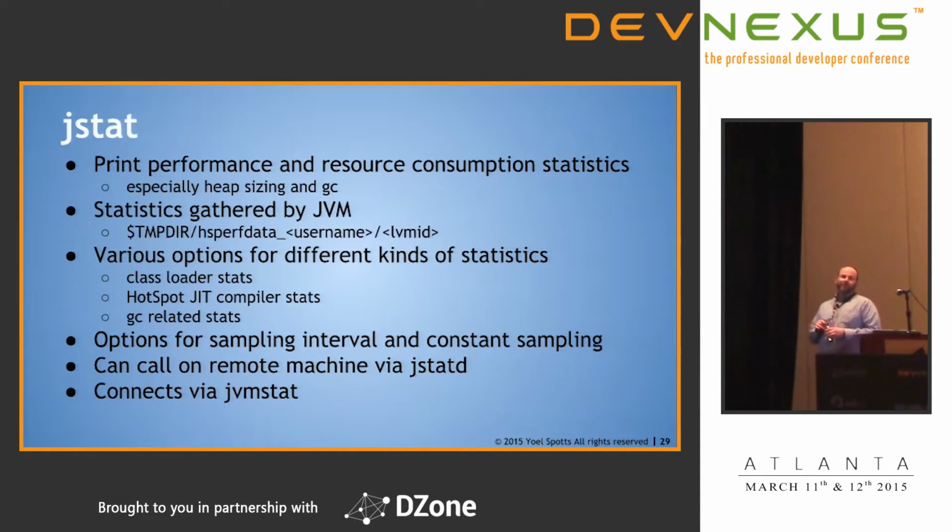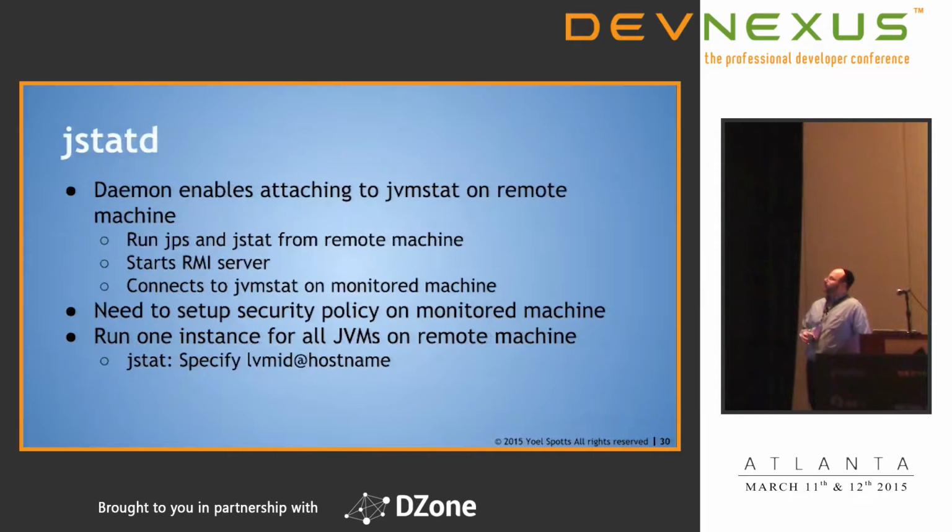Next is jstat. Now, jstat will show you the actual performance and resource consumption statistics for the monitored program, so that you'll see the heap sizing and the garbage collection information. Again, this will show you the information that's monitored by the JVM and that's contained in that file that I showed you before. So there are class loader statistics, compiler statistics, garbage collection statistics, and you could also do sampling at a certain interval. When we get to the demo, I'll show you a little bit of that.